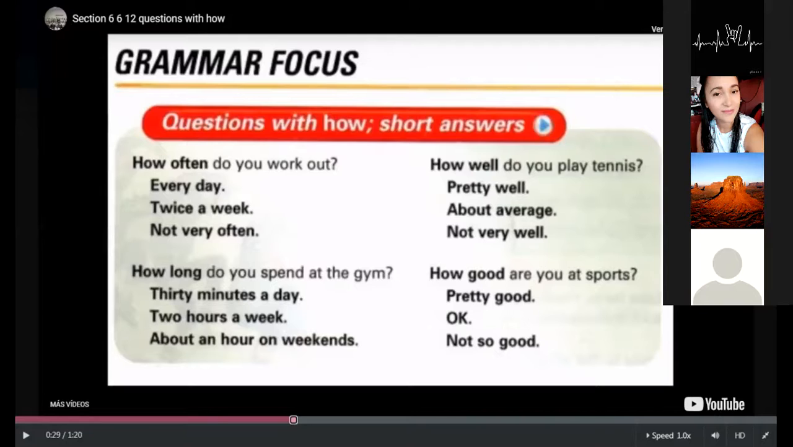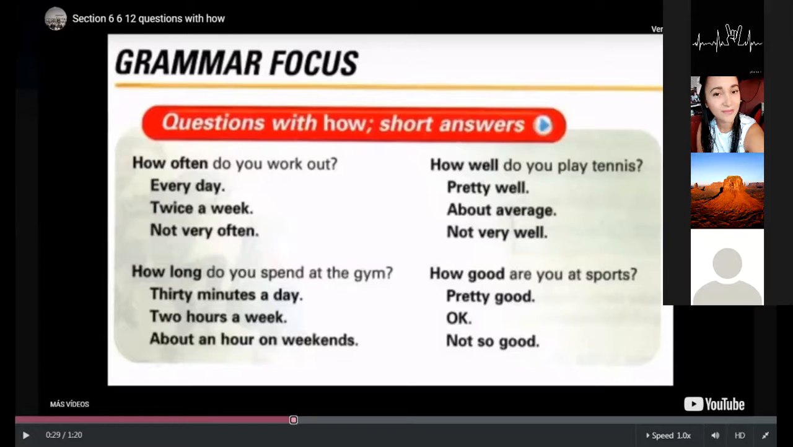Thank you, Oscar. Carlos Escobar, let's see. Okay. Carlos, how often do you visit your parents? Twice a week. I like that. Always visit your parents. It's very important.